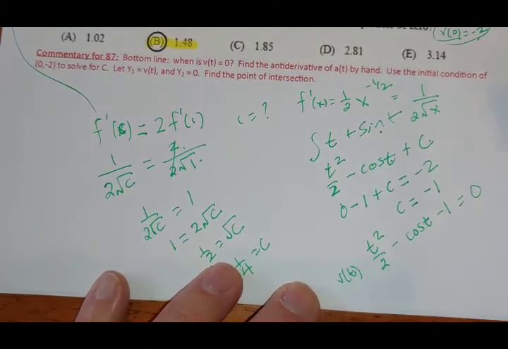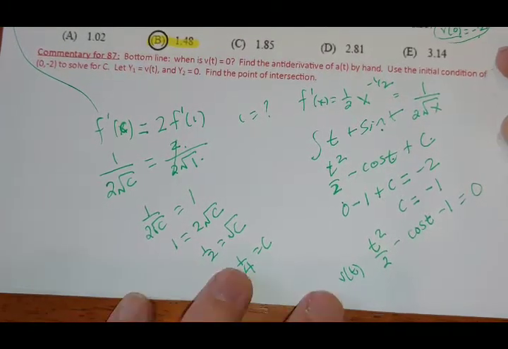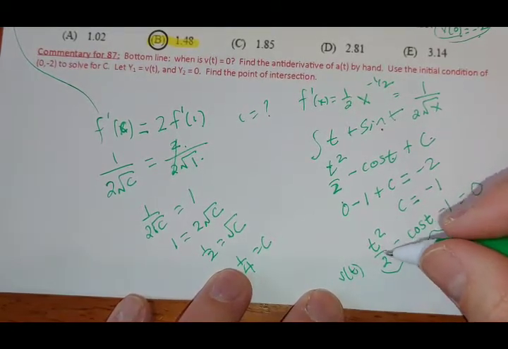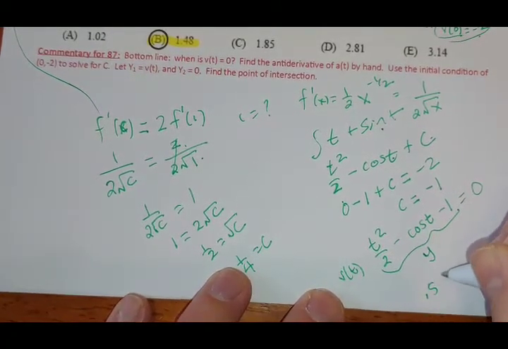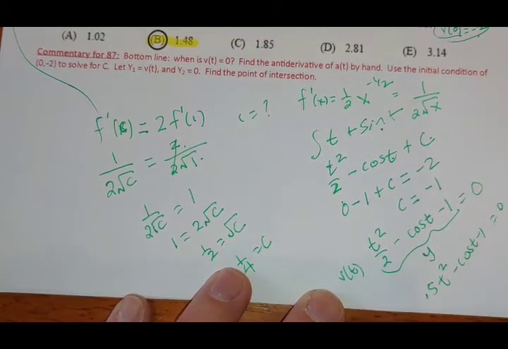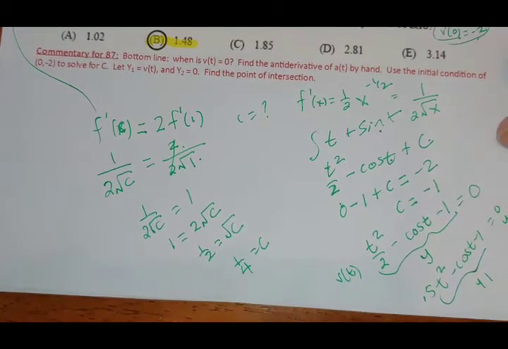So we're going to type in our velocity function in y1. When you type in 1/2 t squared, type it in as 0.5 t squared. That way you don't have to worry about parentheses. Type that into y1 and type 0 into y2 and find the point of intersection using your calculator.